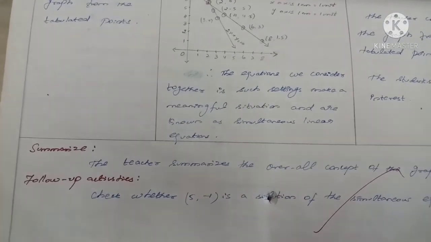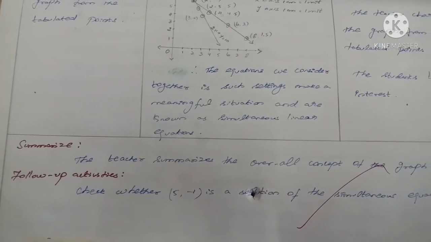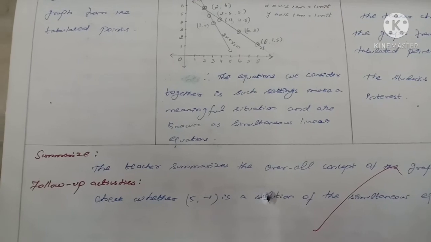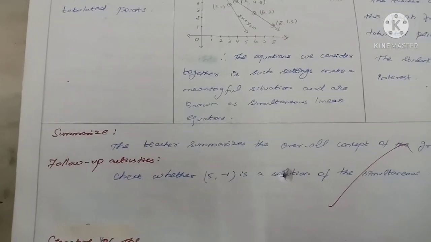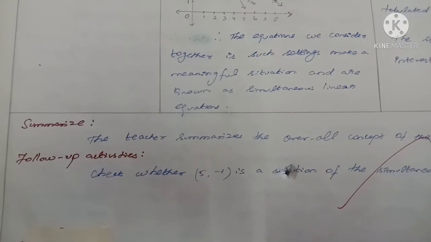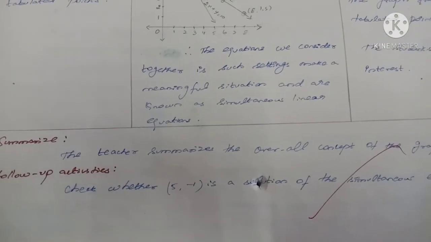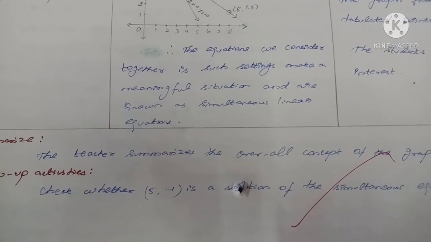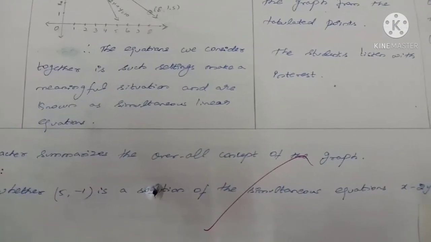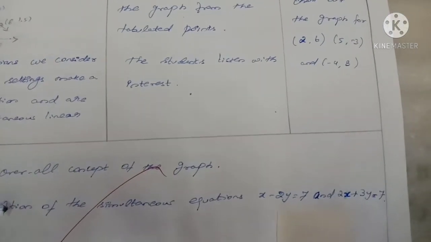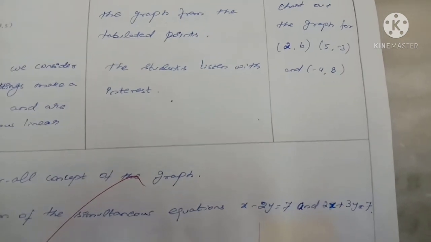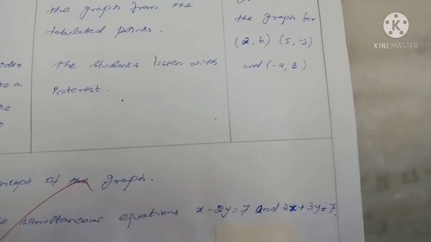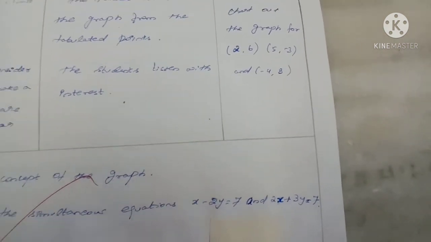Then next is summarize. The teacher summarizes the overall concept of the graph. Then next is follow-up activities. Check whether the point (5, -1) is a solution of the simultaneous equations x minus 2y equal to 7 and 2x plus 3y equal to 7.